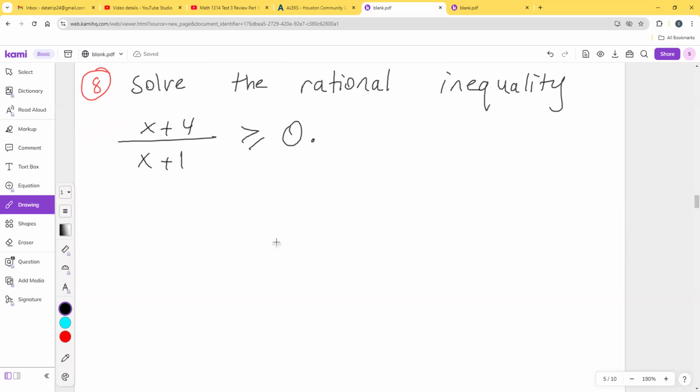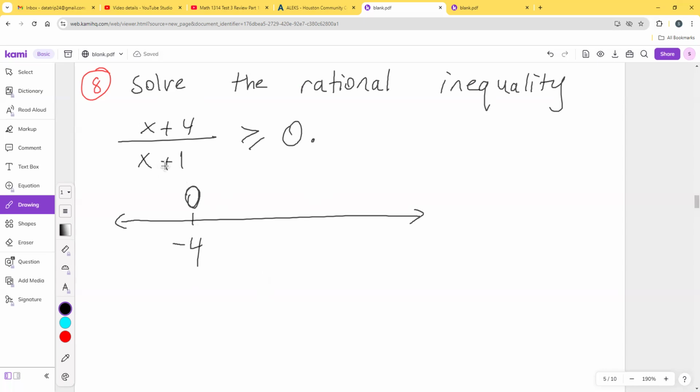All right. Who remembers what to do first? We draw a number line. Perfect start. We draw a number line. And what happens on this number line? Good job. We need 2 numbers. The number which makes the numerator equal to 0. So the numerator equals to 0 when x is -4, right? So this makes me a 0.